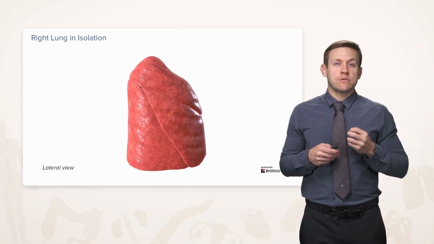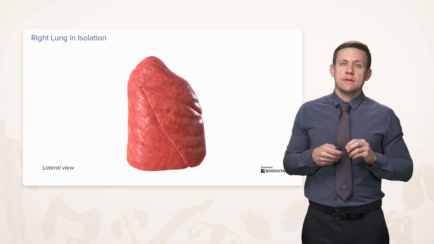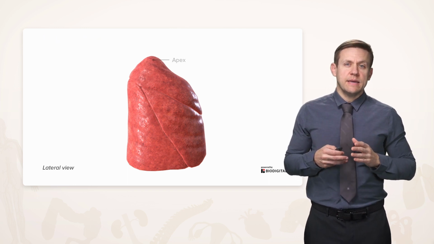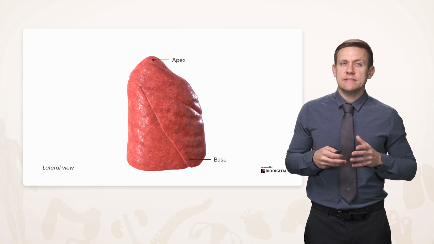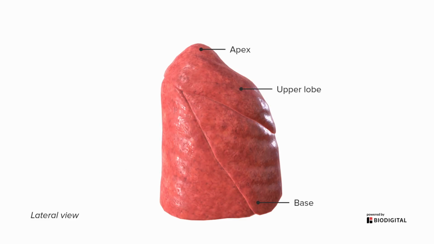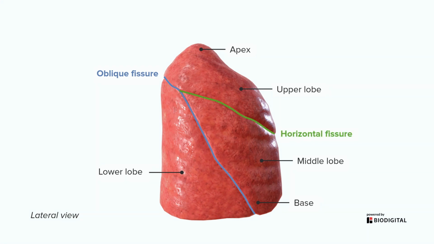Here we go back to the lateral view, but this time we look at the right lung. Again, the pointed area at the top is called the apex, and the broad area at the bottom is called the base. And we still have an upper lobe and a lower lobe. And they're also separated by an oblique fissure, just as in the left. But on the right, we have an extra lobe called the middle lobe. And it's separated from the upper lobe by a more horizontally oriented fissure called the horizontal fissure. And this makes sense that we have room for an extra lobe on the right because the heart is occupying space on the left side of the chest.